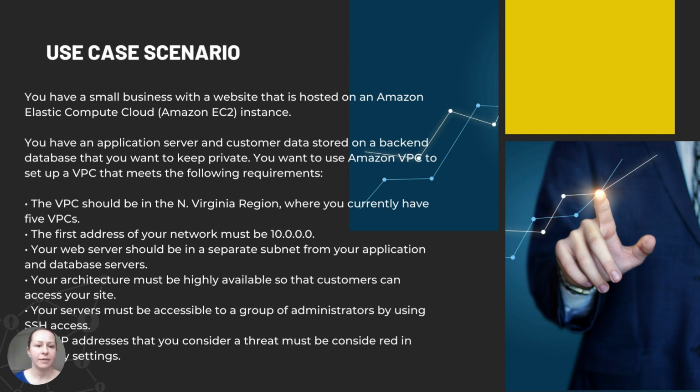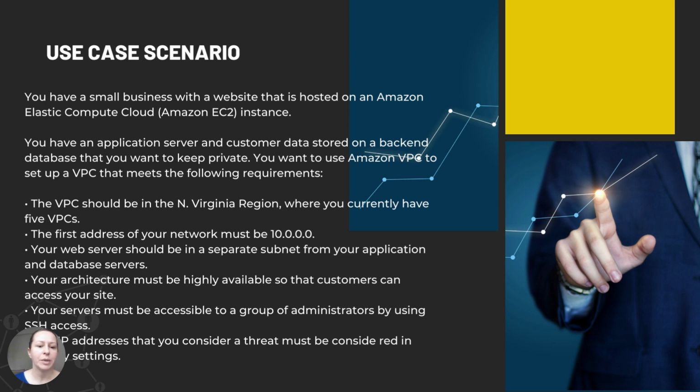You have a small business with a website that is hosted on an Amazon Elastic Compute Cloud, Amazon EC2 instance. You have an application server and customer data stored on a backend database that you want to keep private. You want to use Amazon VPC to set up a VPC that meets the following requirements. The VPC should be in the North Virginia region, where you currently have 5 VPCs. The first address of your network must be 10.0.0.0. Your web server should be in a separate subnet from your application and database servers.